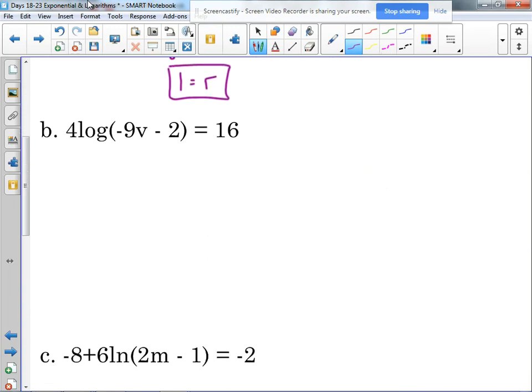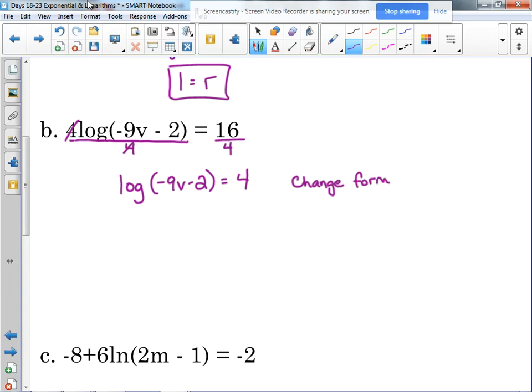Okay, similar scenario here with b. We've got 4 log of -9b minus 2 equals 16. But again, this time the -2 is inside that log, so we can't mess with that. The problem here is that there is a multiple of 4 in front of the log, so we start by getting rid of that by dividing both sides of the equation by 4. Now our log is isolated. There's nothing else outside of the log. Everything dealing with the log is inside the log, so we change forms.